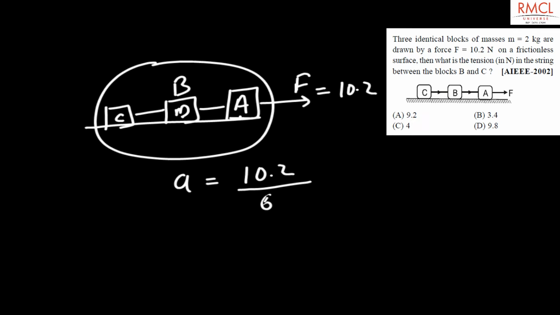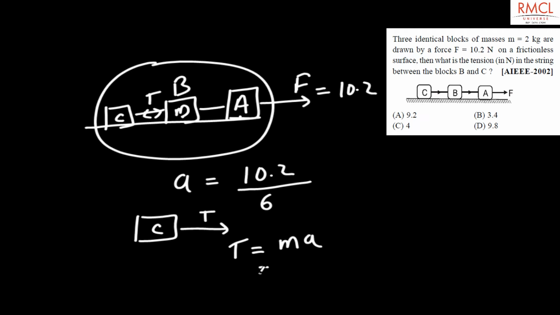Now if we see the FBD of block C, block C would be moving due to the tension in this string, and it is asked in the question the tension between blocks B and C. So this tension must be providing the same acceleration to this block. So the value of this tension would be mass times acceleration.